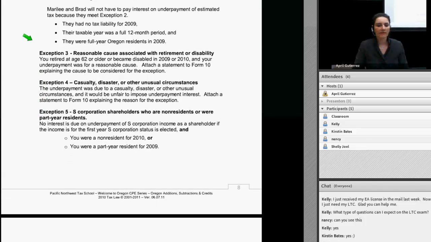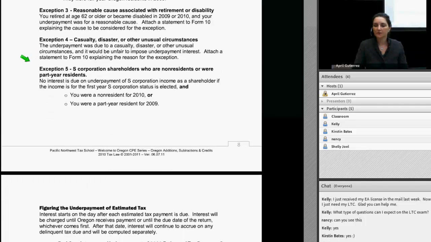Exception number 3, reasonable cause associated with retirement or disability. You retired at age 62 or older and became disabled in 2009 or 2010, and your underpayment was for reasonable cause. Attach a statement to Form 10 explaining the cause to be considered for the exception. Exception number 4, casualties, disaster, or other unusual circumstances. The underpayment was due to a casualty, disaster, or other unusual circumstances, and it would be unfair to impose underpayment interest. Attach a statement to Form 10 explaining the reason for the exception.